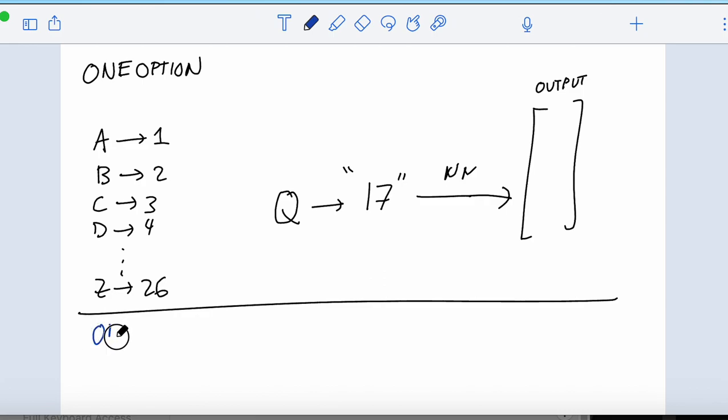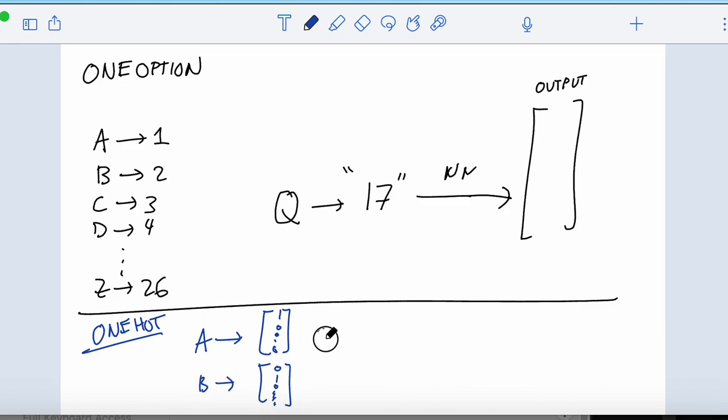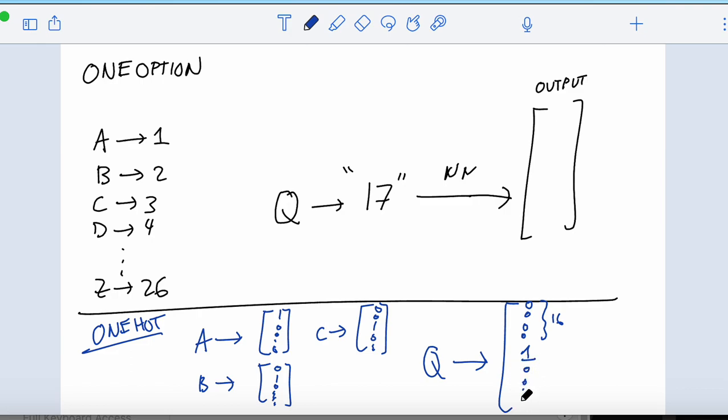Okay. And then the other option is to use the 1 hot encoding. So a few people talked about 1 hot encoding. And that would be something like A becomes the vector 1, 0, 0, 0, 0, 0, 0. And B becomes the vector 0, 1, 0, 0, 0, 0, 0. And C becomes the vector 0, 0, 1, 0, 0, 0, 0, 0. Right? And in that situation, you have a vector of size 26. So Q becomes the vector which has 16 zeros, then it has a 1 in the 17th spot, and then it has all zeros after that.